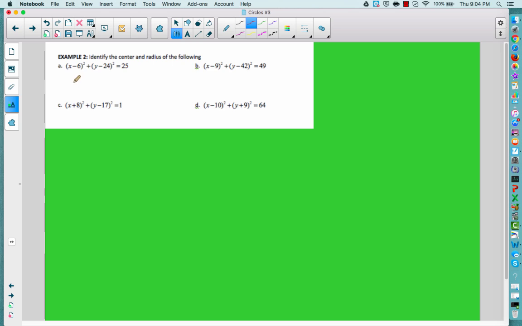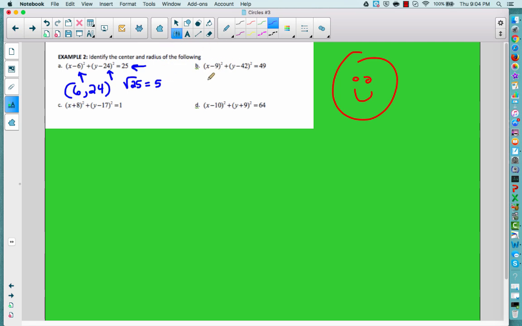What about identifying it? Okay, so we can still do that. You've got this, okay? So I look at my h and my k. That's going to give me the center. And again, it's going to be the opposite sign. So 6, 24 would be my center. Now you got to be careful with the radius, because remember, this is r squared. So to find r, I have to take the square root of that number. So the square root of 25 is 5.